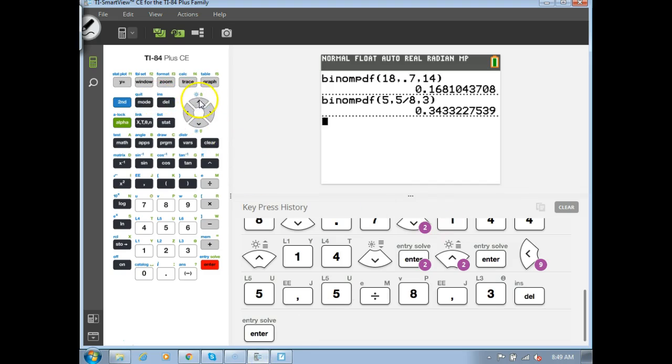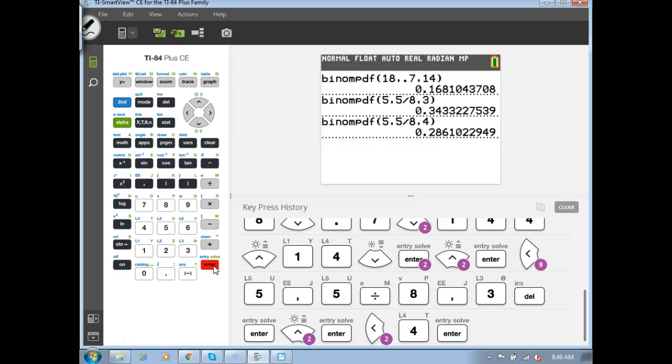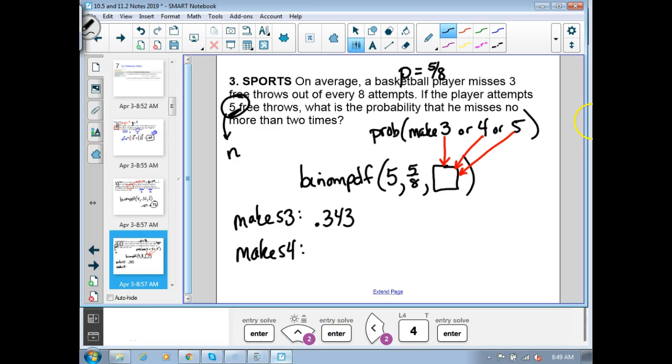So I'm going to go up in the history. I'm just going to kind of steal this. And I'm going to go back to 3, and I'm going to change it to a 4. So it's not the end of the world, guys. It's not a ton of typing. So jot that number down, 0.286. And then the probability that he makes all 5. I don't know, but I bet it's pretty low.